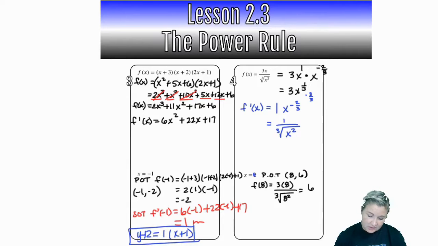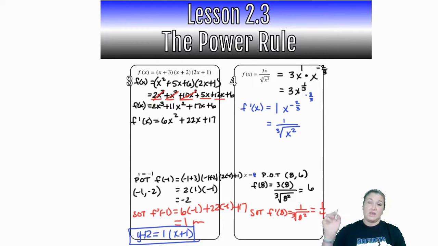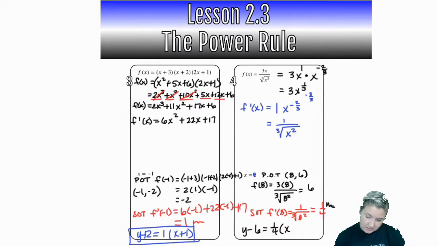Now I need to find the slope of the tangent. So I'm going to find f prime of 8. So f prime is 1 divided by the cube root of 8 squared, which ends up being 1/4. Now I can go in and make my equation, because this is my m. So I have y minus 6 is equal to 1/4 times x minus 8. So that's the equation of the tangent line at x equals 8.